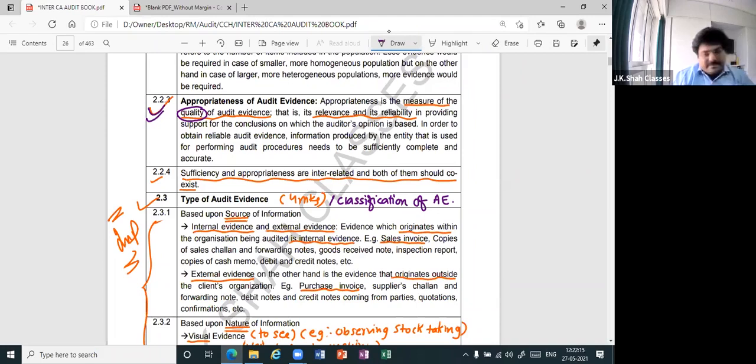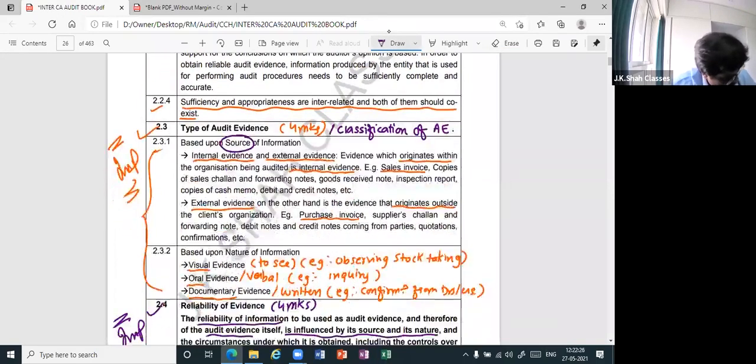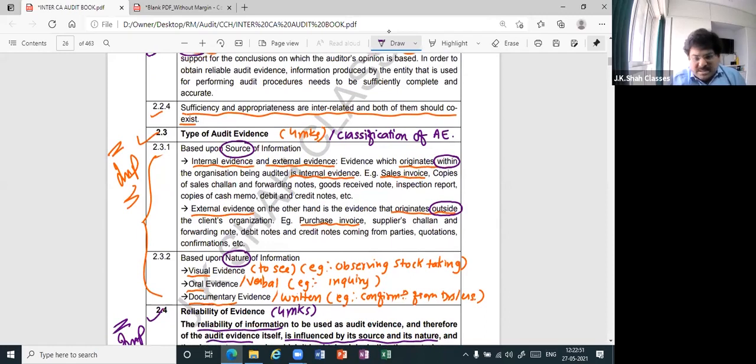Oh, acha. Normally this comes in the exam for 4 marks, mark it important. Either it is based on the source or it is based on the nature. Nature, there are 3: visual, oral, and documentary. On the other hand, in source, there are 2: internal and external. Internal generates within the organization. External is generated outside the organization. You can just write nothing but the examples that I have written for visual, oral, and documentary.